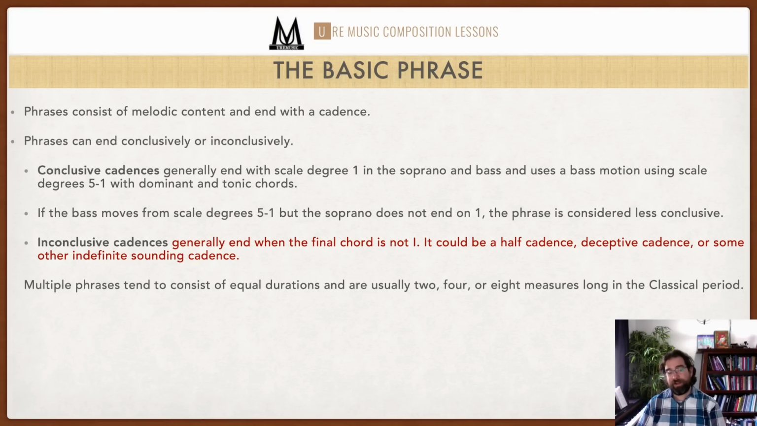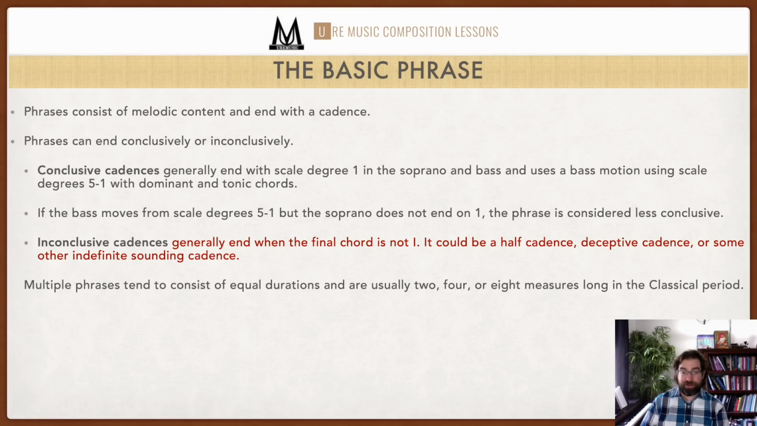The way you can identify these is that a conclusive cadence will generally end with scale degree 1 in the soprano. So if you're in the key of C, you're going to have a C in the soprano. They also tend to use stepwise motion into that C. You're either going to have a B, the leading tone, moving into C, the tonic, or a D moving down into the tonic. Either way, it needs to move by step to sound really conclusive. The other part of a conclusive cadence is that you need to have bass motion where you have scale degrees 5 and 1 in the bass.